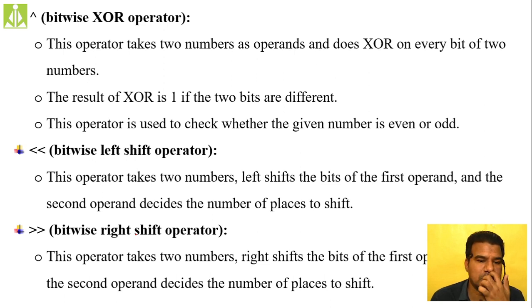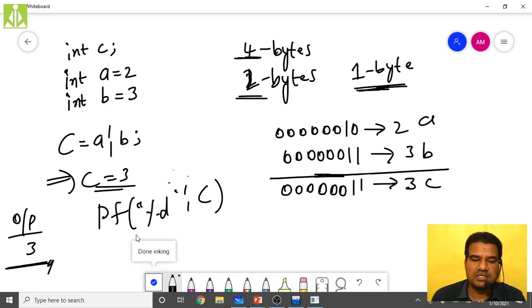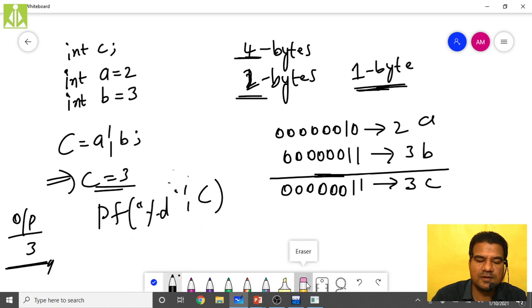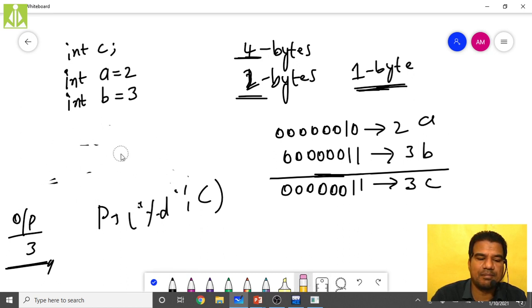Different means either 1 0 or 0 1 we need to have. This operator is used to check whether the given number is even or odd. If two bits are different, we'll get 1. If two bits are the same, we'll get 0. The result of XOR is 1 if both the bits are different. So here in our case, remove this, and for XOR, what symbol are we using? Cap. We call it cap.